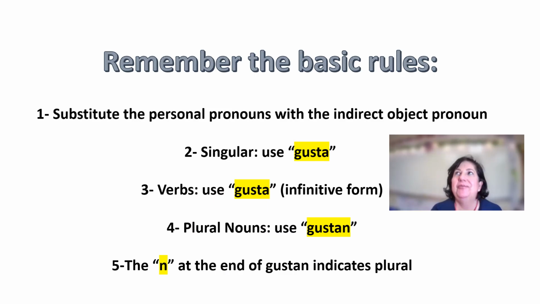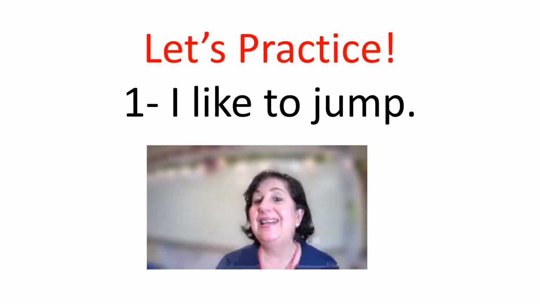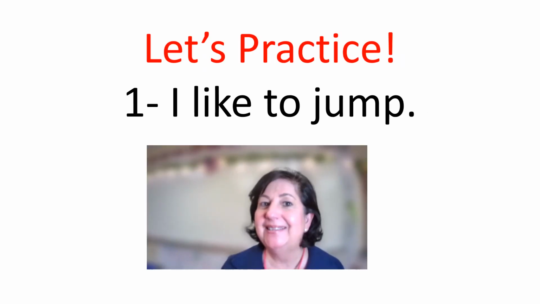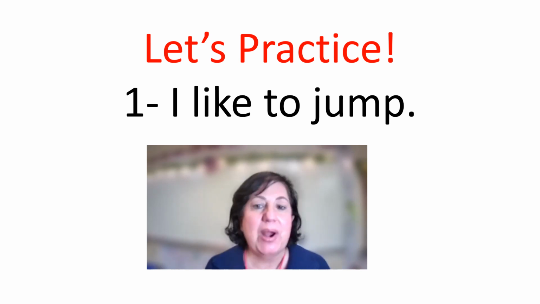Okay, just a quick summary before we jump into sentences. Remember the basic rules. Number 1, substitute the personal pronouns with the indirect object pronouns. Number 2, singular, use gusta. Number 3, verbs, use gusta in the infinitive form, that means the verb is not conjugated. Number 4, when you are doing plural nouns, use gustan with an N. The N refers to more than one. It's like a plural in Spanish for verbs. ¿Listos? I am ready. ¿Están listos? Here we go. Let's practice.